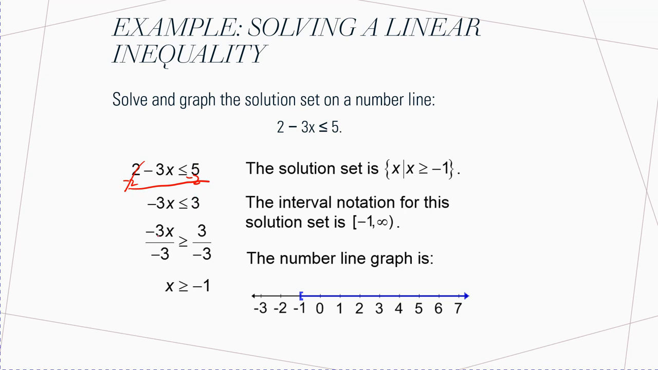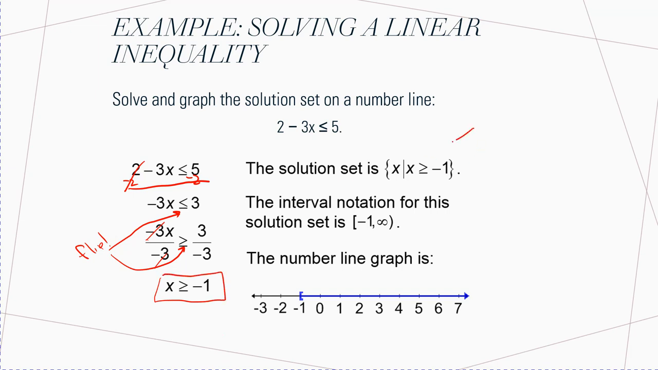And then look, when you go to divide by a negative number, I'm dividing by a negative number, you need to flip. So notice how it's a less than or equal to, and now it's a greater than or equal to. You flip it. All right? These negative 3's cancel. And 3 divided by negative 3 is negative 1. So because you flip the inequality, the solution is x is greater than or equal to negative 1.